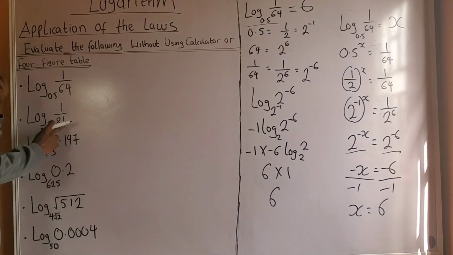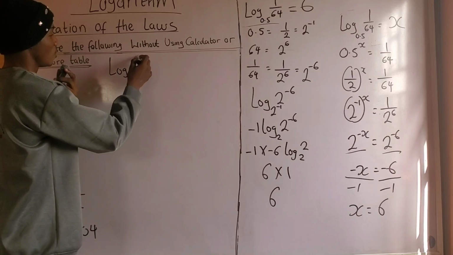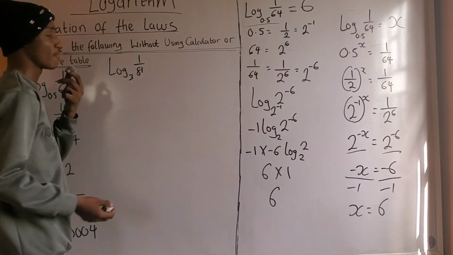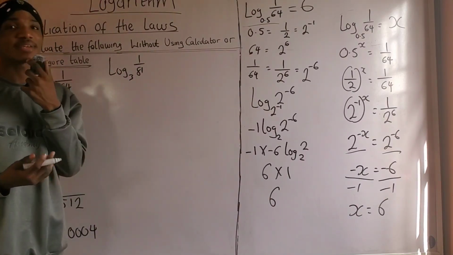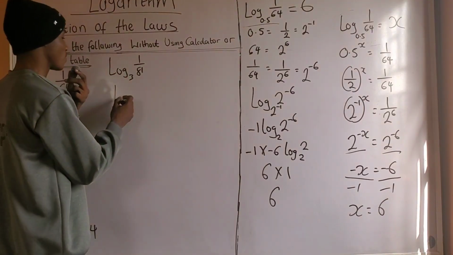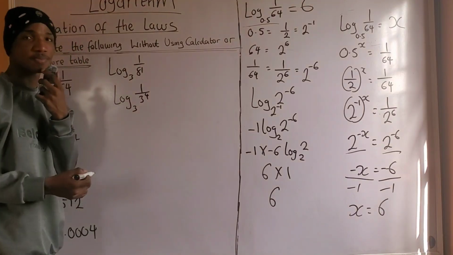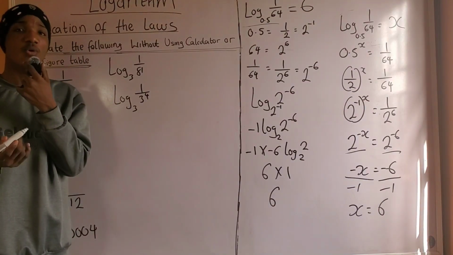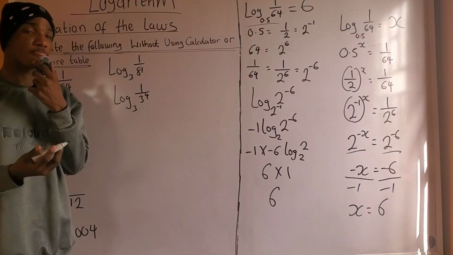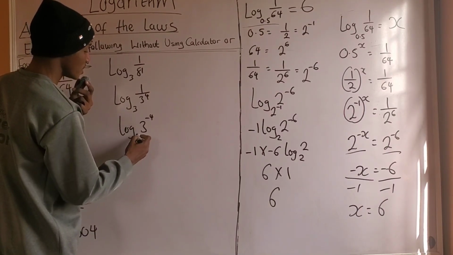Okay, let's proceed to the second question. We have log 1 over 81 base 3. Don't forget that 81 can be written as 3 raised to the power of 4, right? So I'm going to have log 1 over 3 raised to the power of 4 base 3. 1 over 3 raised to the power of 4 can be written as 3 raised to the power of negative 4. So I'm going to have log 3 raised to the power of negative 4 base 3, right?